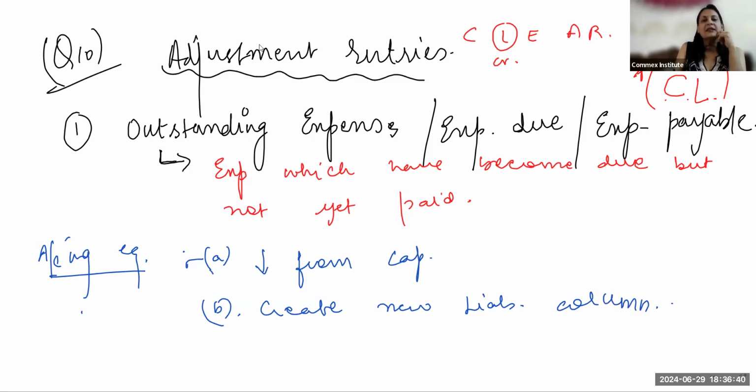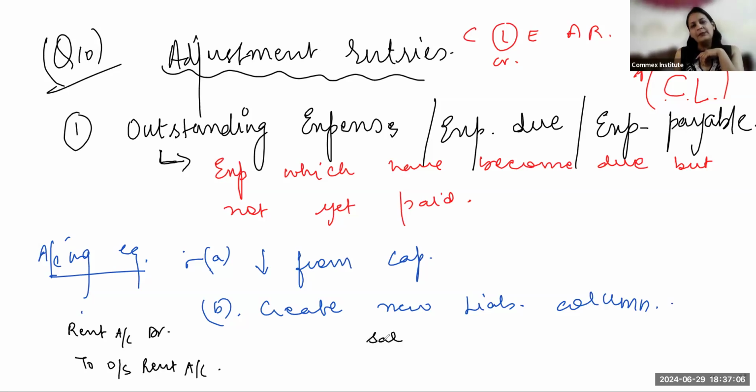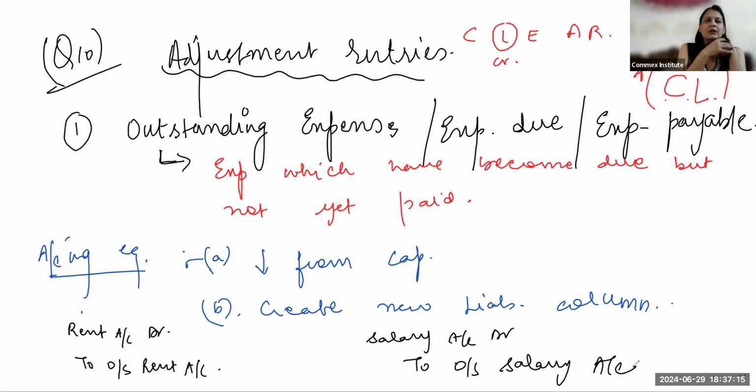Okay. And as far as the entry is concerned, your entry is very simple because it is an expense. So that particular expense will be debited. If we're talking about outstanding rent, then the entry would be rent account debit to outstanding rent account, because rent is an expense. So a liability is being created and credited, and the expense is being debited. If it is outstanding salary, then salary account debited to outstanding salary account. Okay, Isha. So understanding the logic, the entry would become very simple. Is it clear? Yes, ma'am, it's clear.